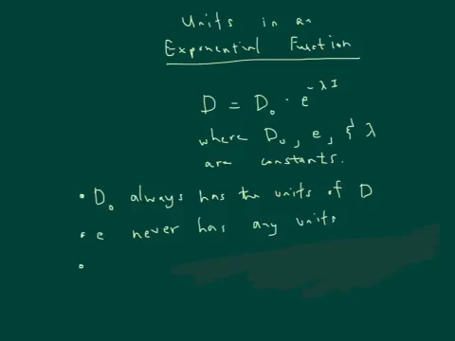And lastly, what about lambda, the decay constant or growth constant? That's easy. Lambda always has units of 1 over your independent variable. So whatever the units of the independent variable are, you invert them to get the units of lambda. And those are your 3 simple rules. Let's see one quick example.